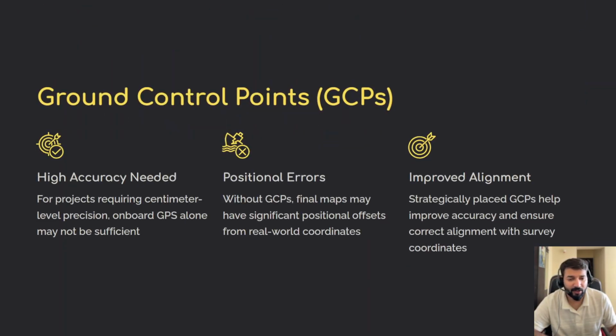Fifth, not using ground control points when needed. For projects that require high accuracy, relying only on the drone's onboard GPS may not be sufficient. Failing to use ground control points when needed can lead to positional errors in the final map. Strategically placed GCPs help improve accuracy and ensure that the drone data aligns correctly with real-world coordinates.